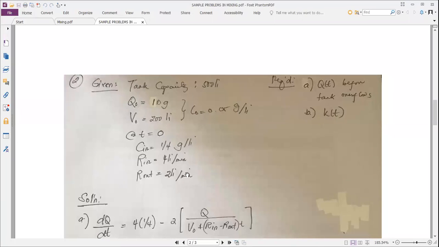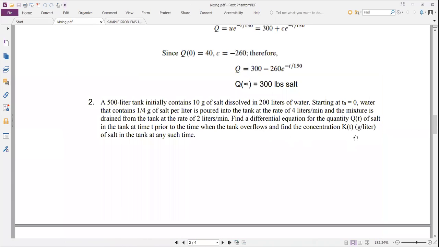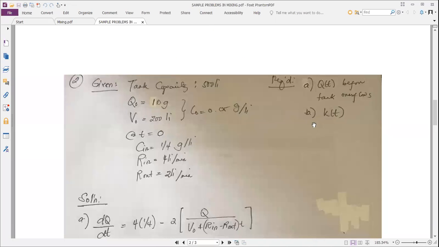The problem is asking for the Q of T before the tank overflows, meaning a formula that will allow you to solve for the amount of salt in the tank before it overflows. And letter B, it's asking for the concentration. The unit is grams per liter. The concentration at any particular time as long as the tank hasn't yet overflowed.